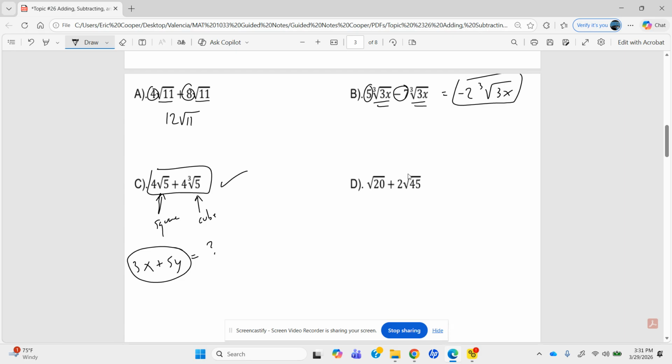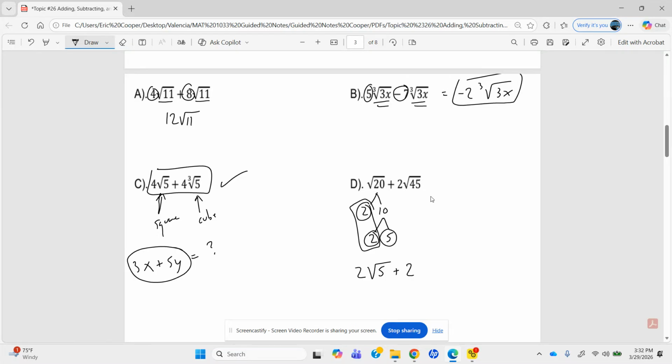Now on D, we cannot combine these as they are. But one of the things we have to be able to do is check and see, can we simplify the radicals to make them combine? So for example, we learned from the last video that we can simplify 20 by taking this and doing 2 times 10, with 2 being prime. 10 would become 2 and 5, with both of these being prime. So in this case, I have a pair of 2's, one of them coming to the outside, and I have a 5 left over, so this becomes square root of 5.